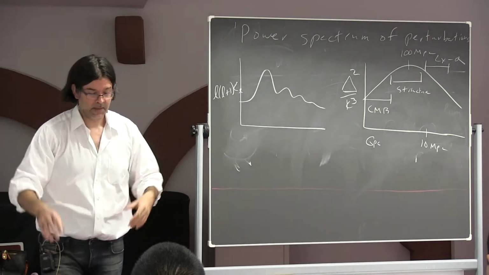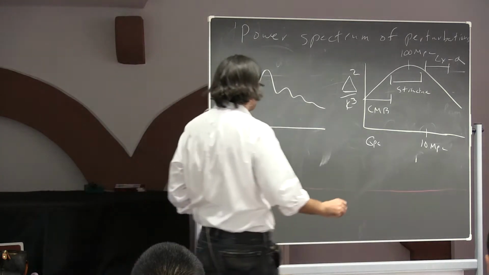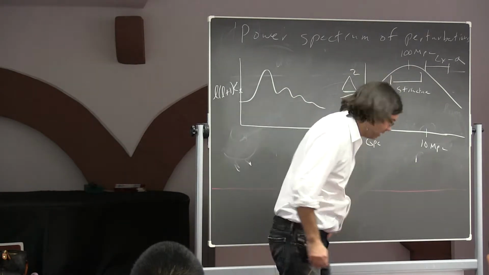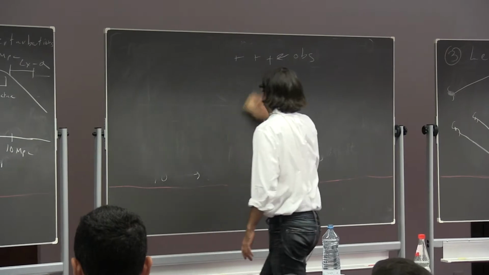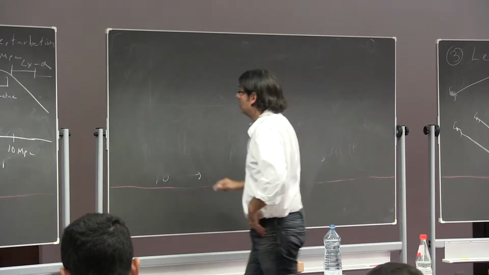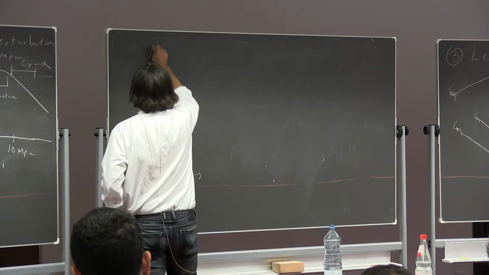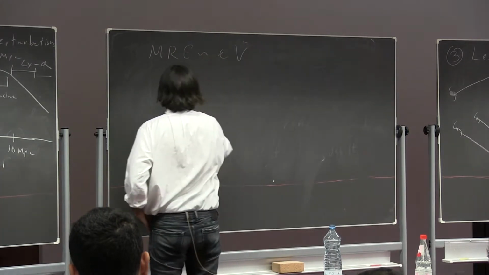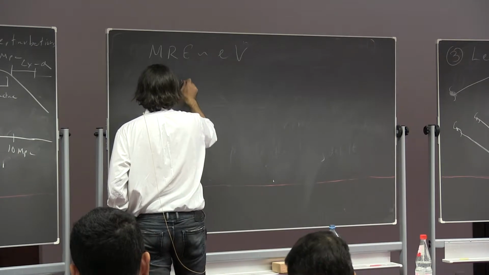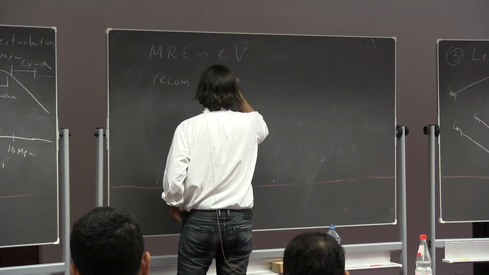Okay? So remember, we had this difference in time periods, which is that you have matter-radiation equality at around an eV, and you have recombination at around 0.3 eV.